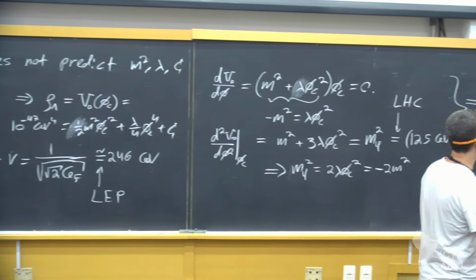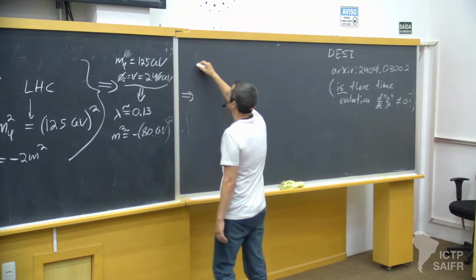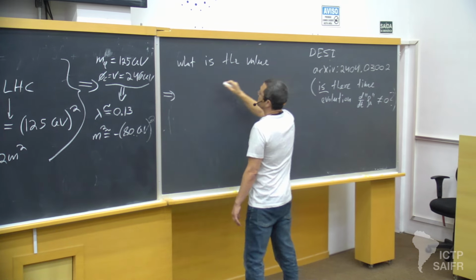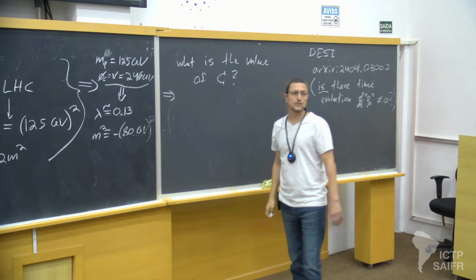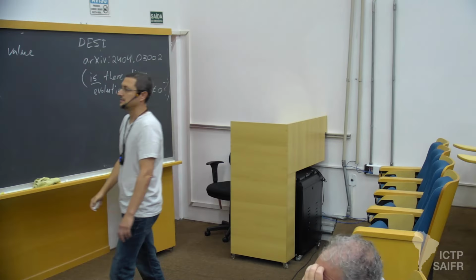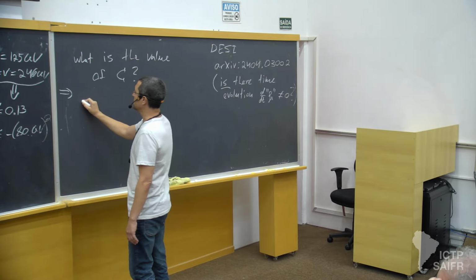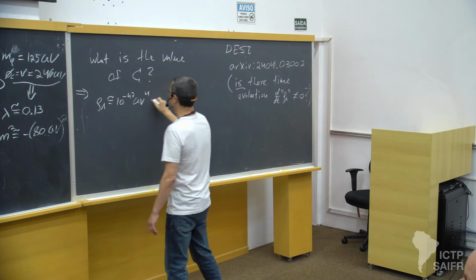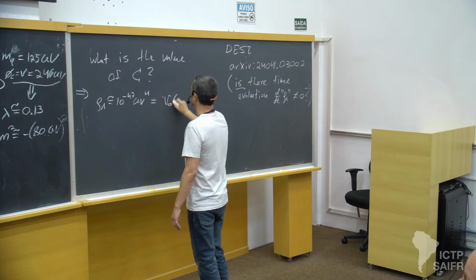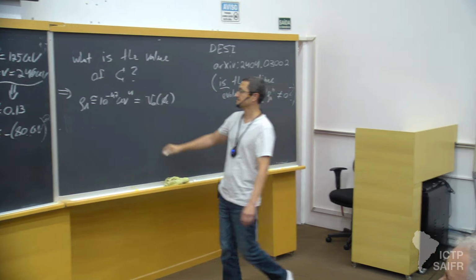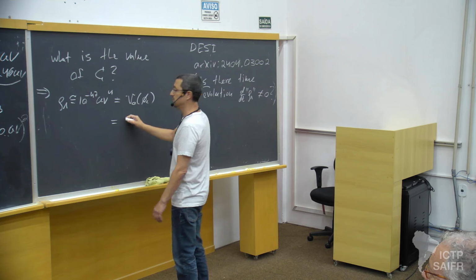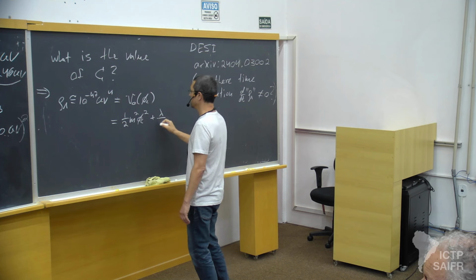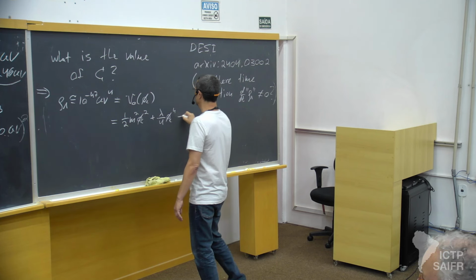Let's work it out. So we can combine all of this to ask what is the value of this cute little constant C. That's easy. So rho lambda, which is some 10 to the minus 47 GeV to the 4, is equal to V naught at phi C, which is equal to half m squared phi C squared plus lambda over 4 phi C to the 4 plus C.